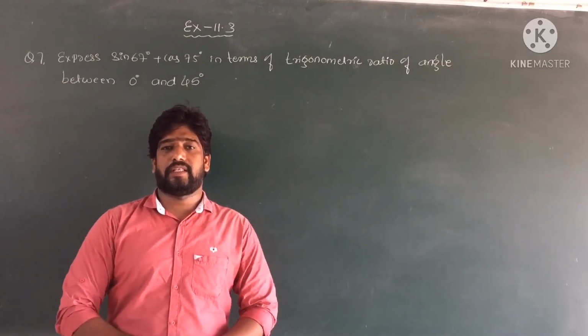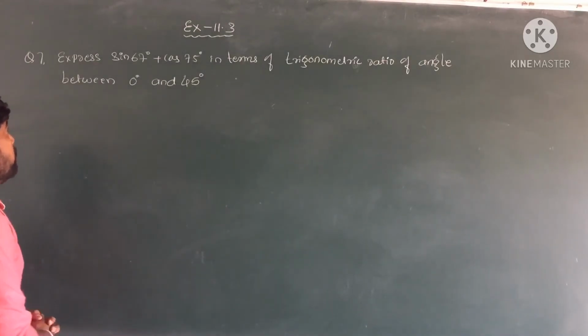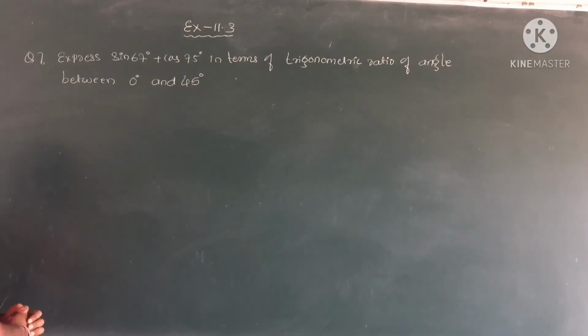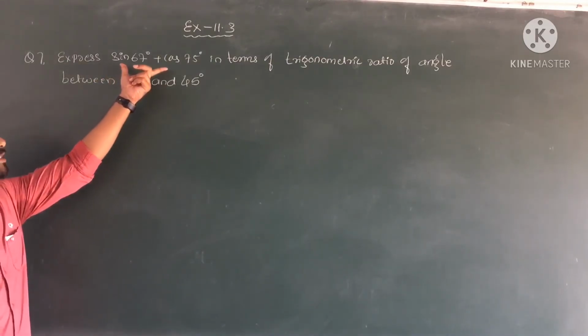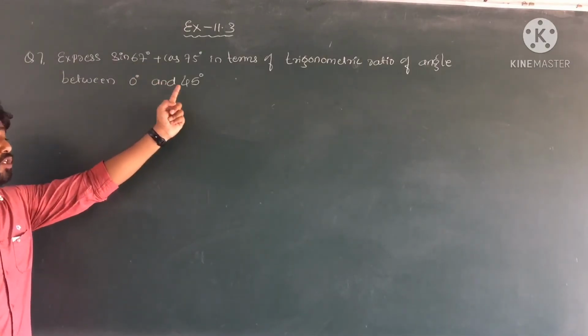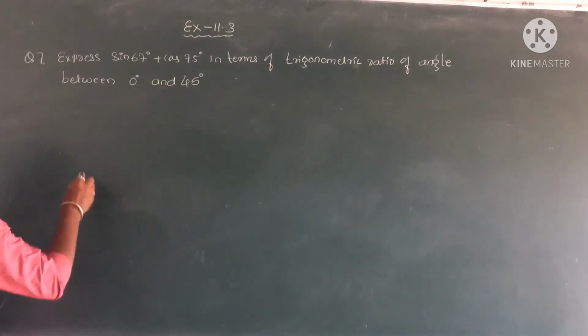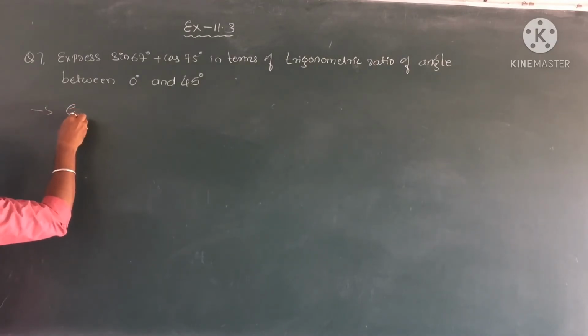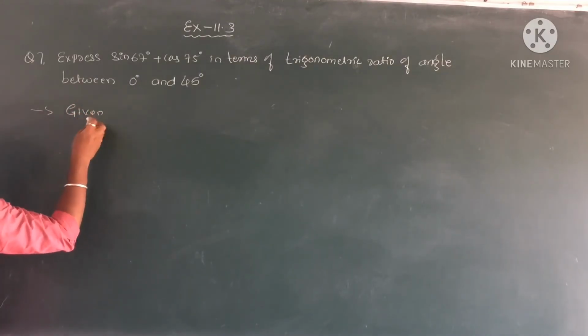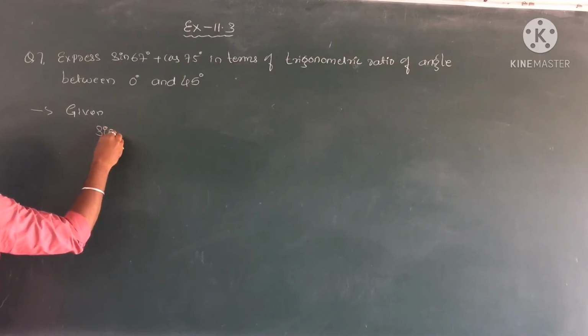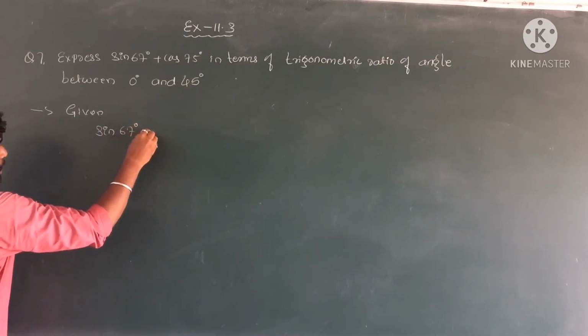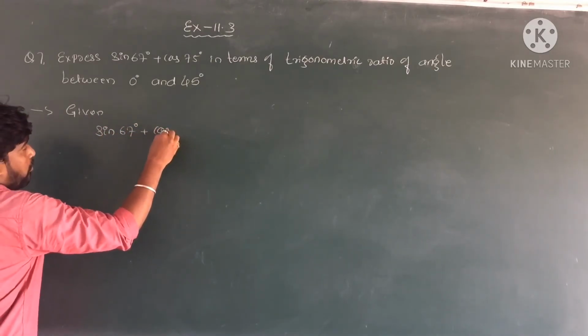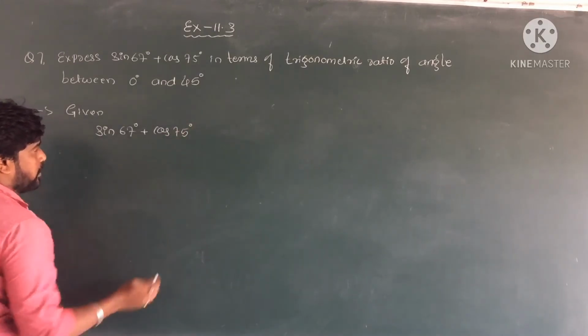Well, students, this exercise's last question, that is the seventh one. What is given? Express sin 67 plus cos 75 in terms of trigonometric ratios of an angle between 0 and 45. So we want to express these two in angles between 0 and 45. So first write down given: sin 67 degree plus cos 75 degree, right?